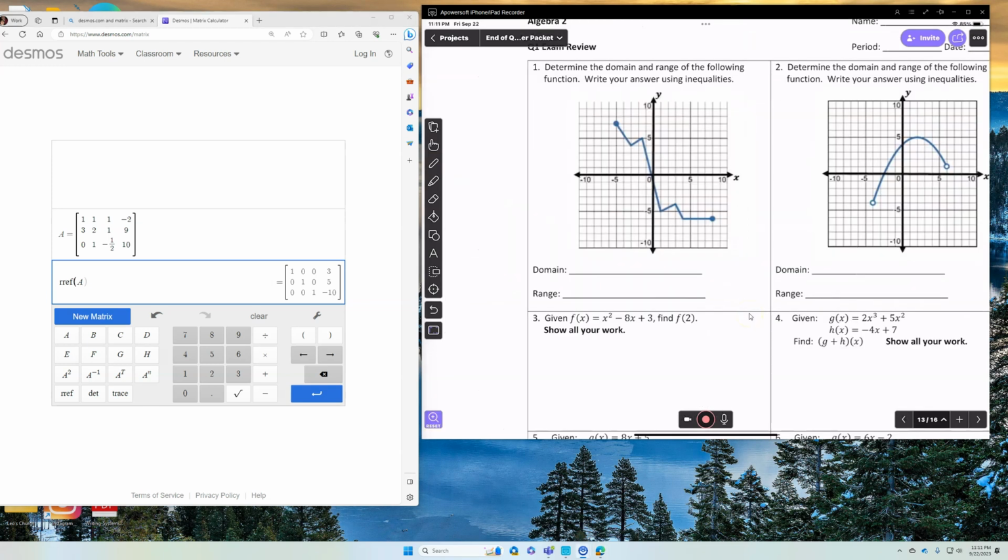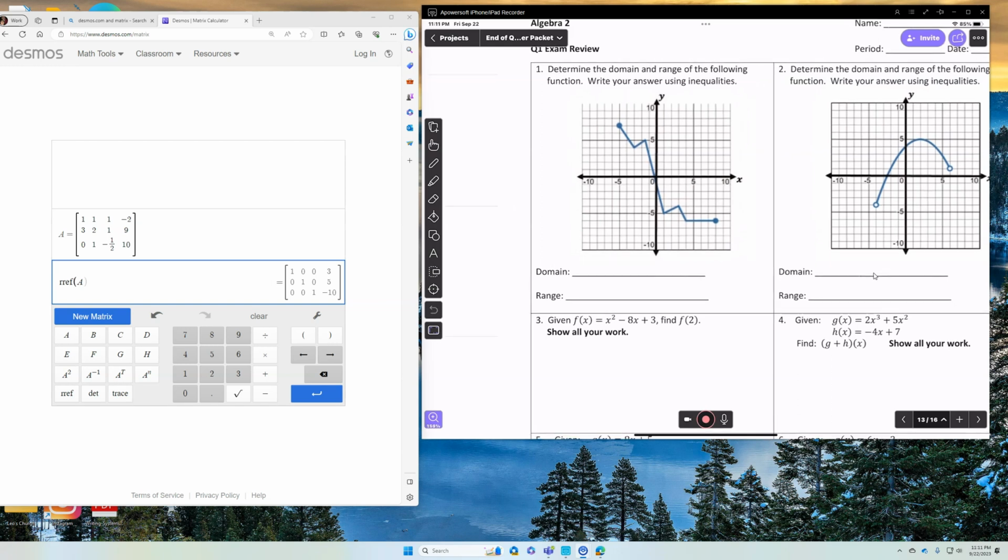I'm doing the review. I'm going to be doing the odd numbers. So I have to determine the domain and range of the following function. So remember, domain is the X value, and we know that the lowest is negative 5. We know the highest is 6. So X is less than or equal to 6, and it's also greater than or equal to negative 5.